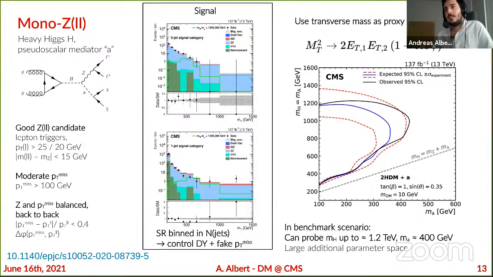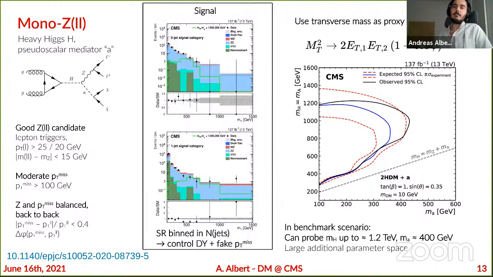And the great strength of this type of search is that we don't have to rely on missing ET triggers, so we can explore much lower ranges of missing ET. So you have the Z boson here that decays leptonically, that allows low threshold triggers, that allows you to easily select this final state. It's really fantastic to work with at the LHC because it's such a clear signature.